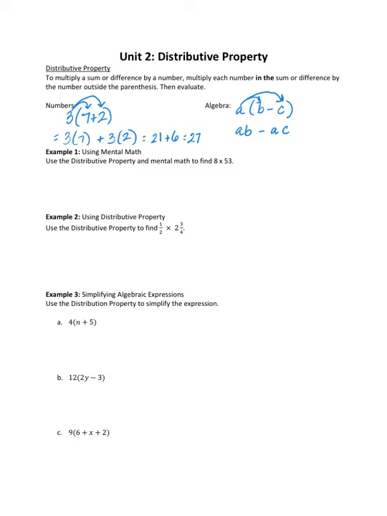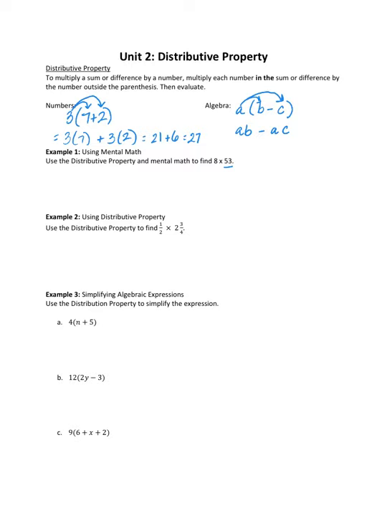So in example 1, using mental math, you can use the distributive property to find a number such as 8 times 53. This is not something that you may know offhand. So what we want to do is we kind of want to break apart 53. In this case, if it's less than 55, we probably want to round to 50. If it was 55 or greater, then we would round up to 60, which could work as well.